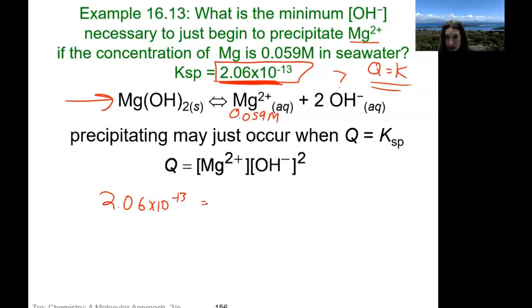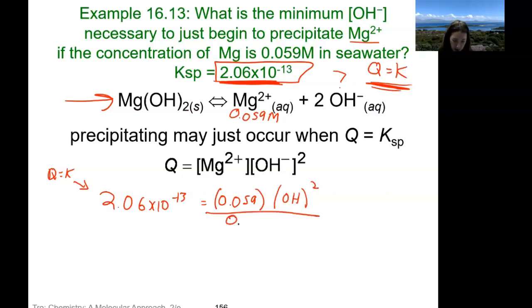We know our magnesium, right? By the way, because Q is K, this is our K, because Q equals K. And we know our magnesium concentration, it's 0.059, times OH squared. So we just divide by 0.059, and then we just take the square root. And that is going to give us our OH. And again, this is going to be the concentration of OH.